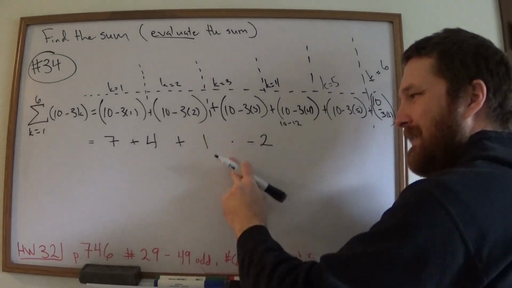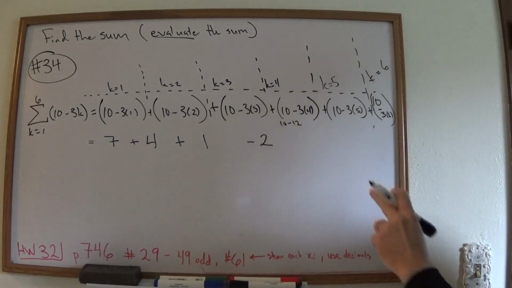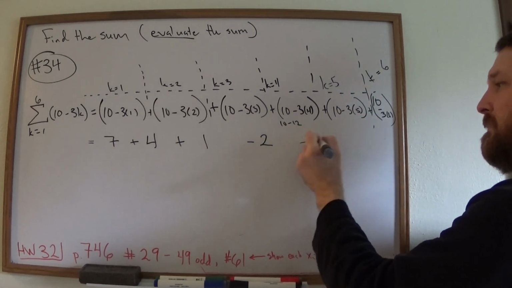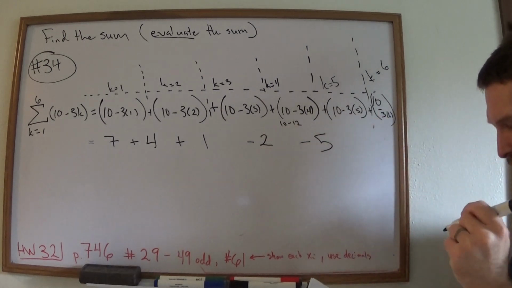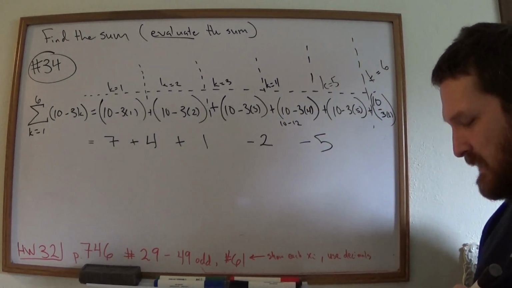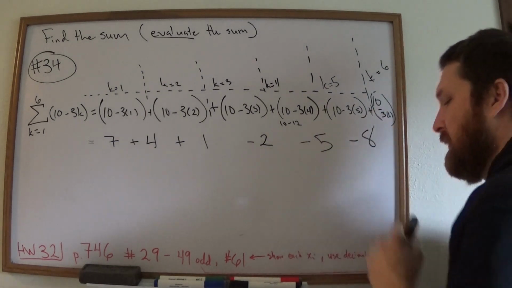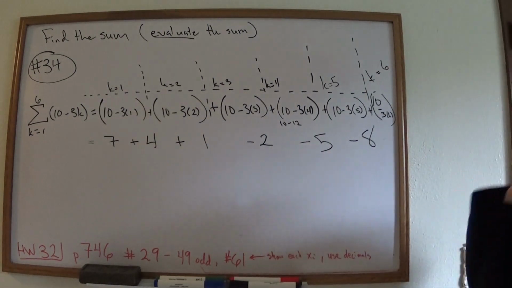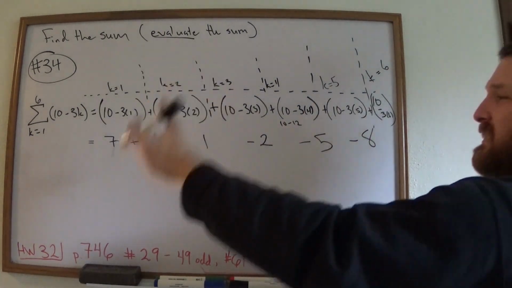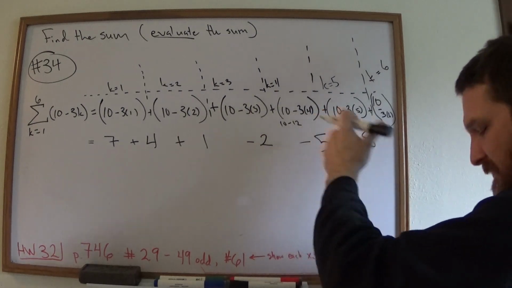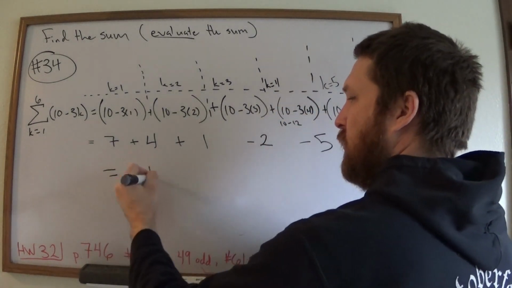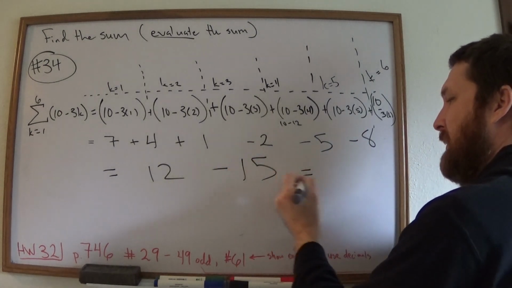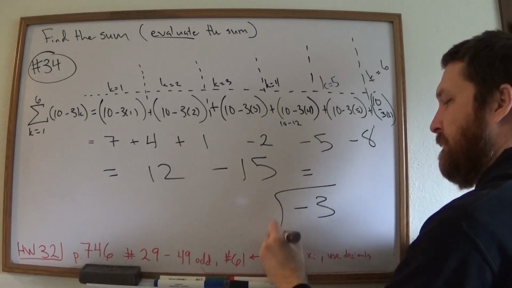Plus, minus, that's just minus, right? Okay, so plus 10 minus 3 times 5 is 10 minus 15. That should be minus 5. 10 minus 3 times 6 is 10 minus 18, which is minus 8. If you noticed, I had to look at my notes to make sure that was right, I can't do that in my head. Okay, so now we just have 7 plus 4 plus 1 minus 2 minus 5 minus 8. That's the same thing as 12 minus 15 should come out to negative 3.